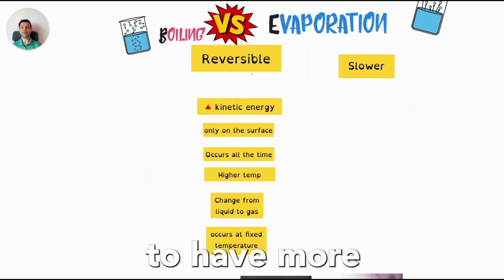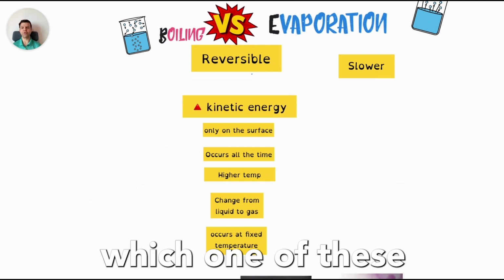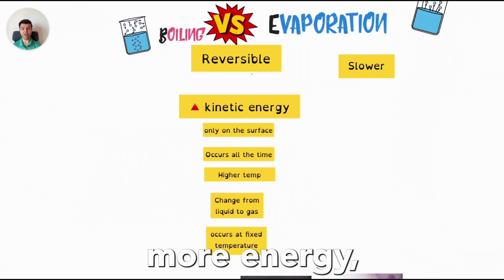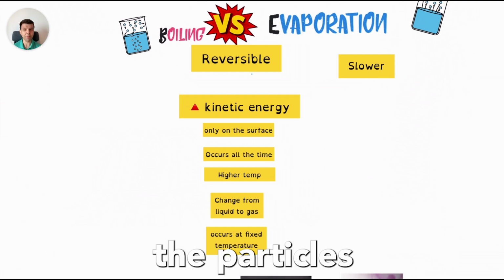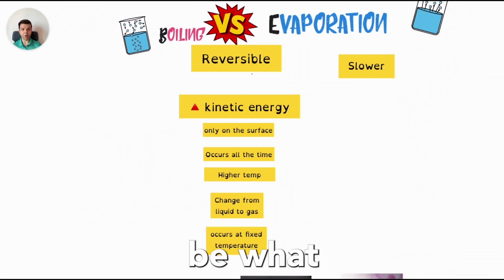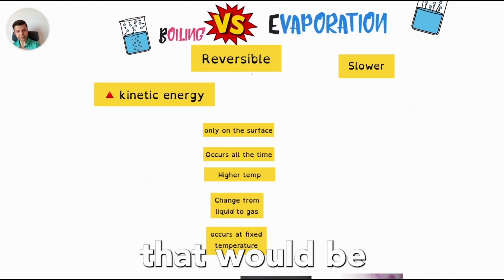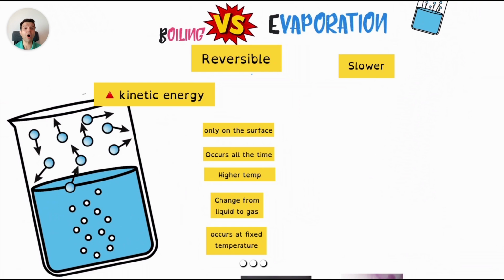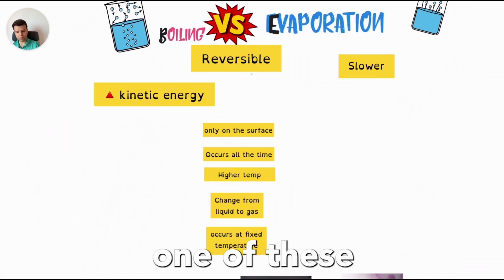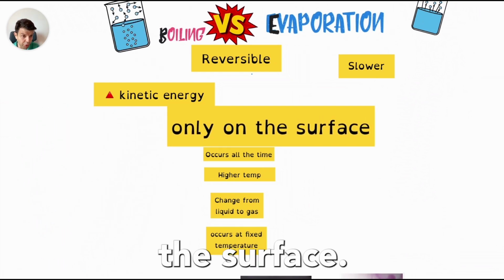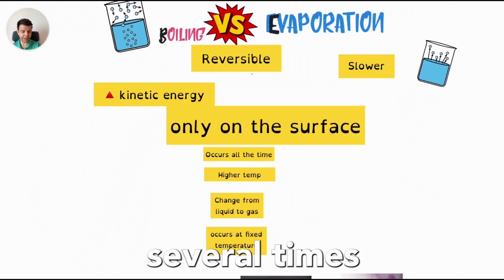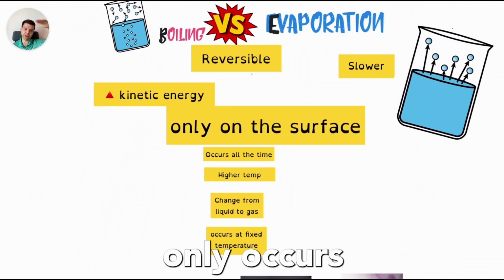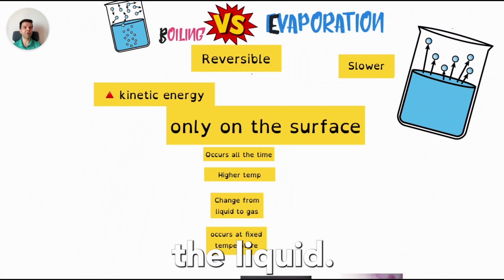Which one would you expect to have more kinetic energy? Which one would you expect to have more energy in the particles? Where would you see the particles jumping faster? That would be boiling. You would notice in boiling that all the particles of the liquid are moving very rapidly. Which one would you expect to occur only on the surface? This one is easy, right? We said several times that evaporation only occurs on the surface of the liquid.